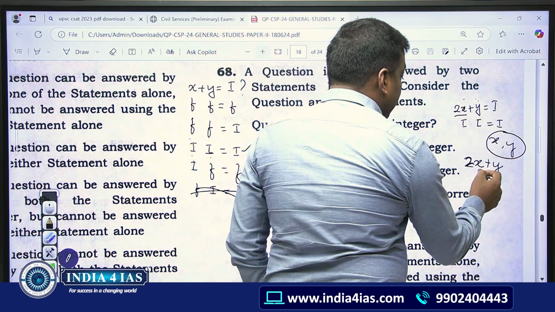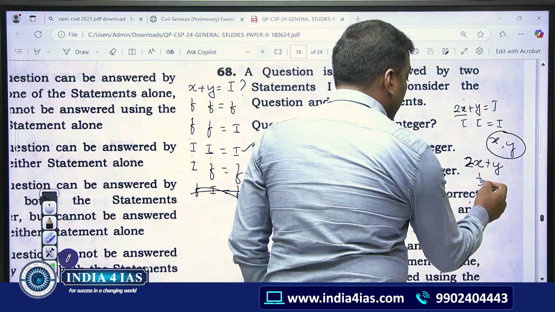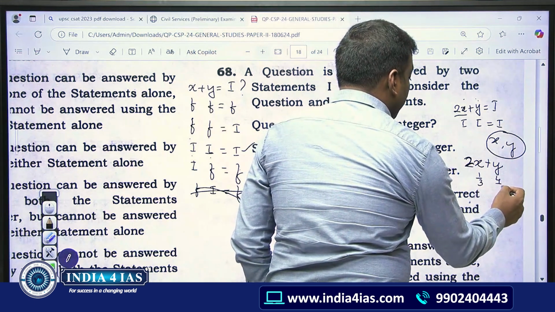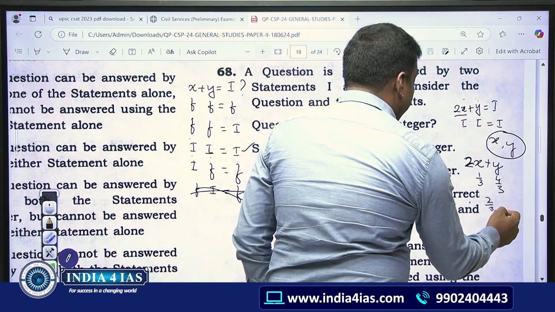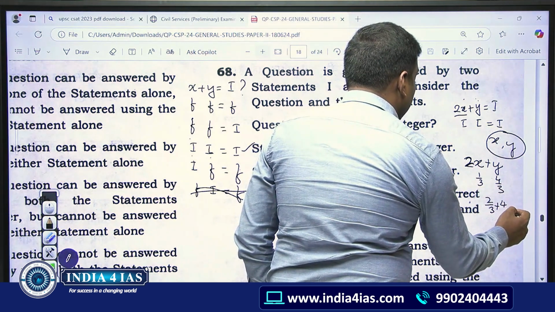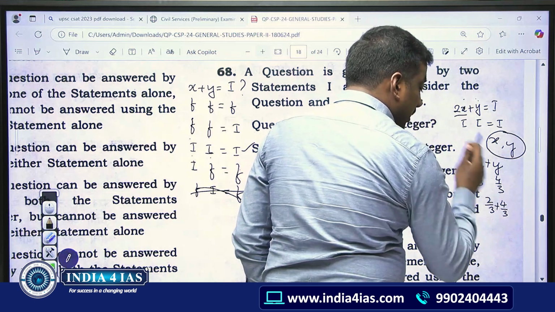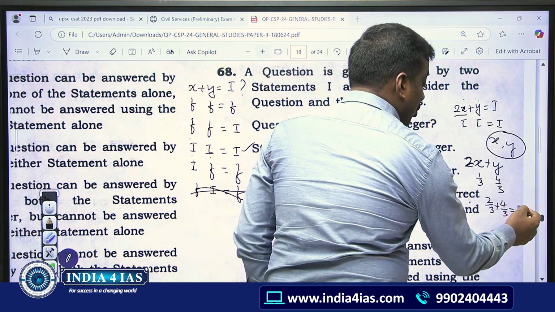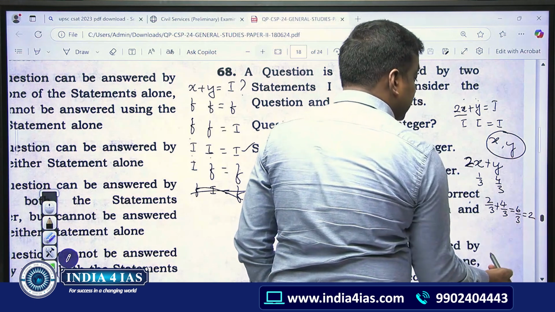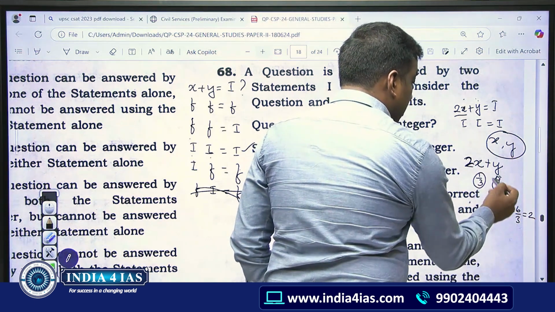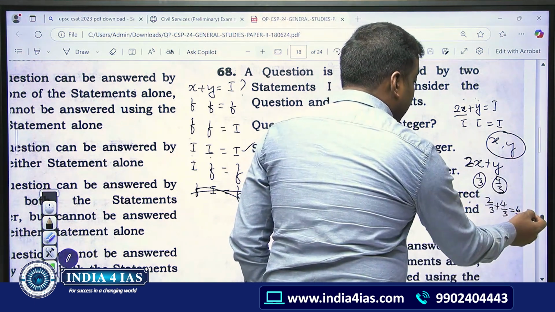If x is 1 by 3 and y is 4 by 3, 2x is 2 into 1 by 3, which is 2 by 3, plus 4 by 3, which is equal to 6 by 3, which is equal to 2. In this case also, both are fractions, but we can get the answer as an integer.